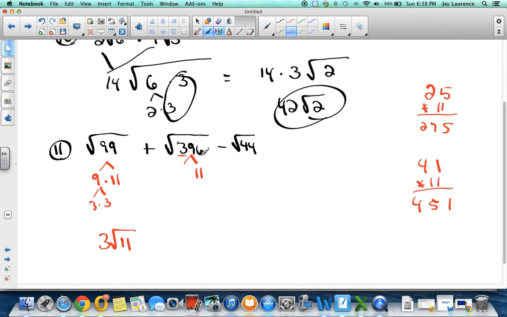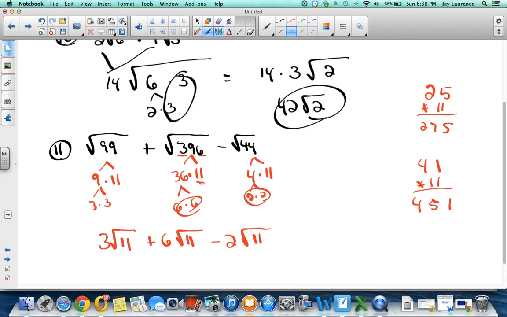And the other number is sitting right there, 36. Ooh, look at that, I got a nice big perfect square. 6 times 6, and then times 11. There's a date. So I'm going to have plus 6 rad 11. 44 is easy enough. 4 times 11. Break 4 down, it's 2 times 2. Got a date. Negative 2 rad 11.